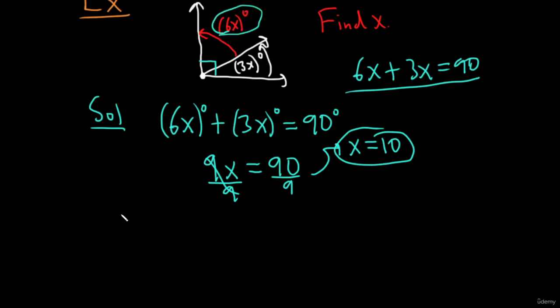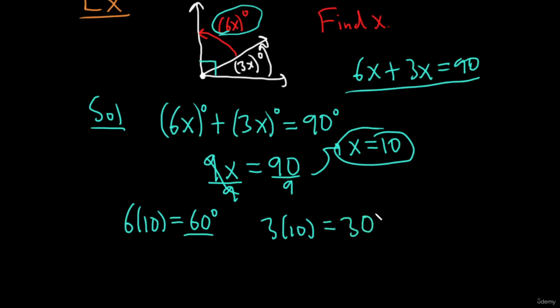So your first angle would be 6 times 10, which is 60 degrees. And your second angle would be 3 times 10, plugging it in here, which would be 30 degrees. So now you have two angles that add to 90, so you see that they actually are complements. And yeah, kind of a fun, simple problem.